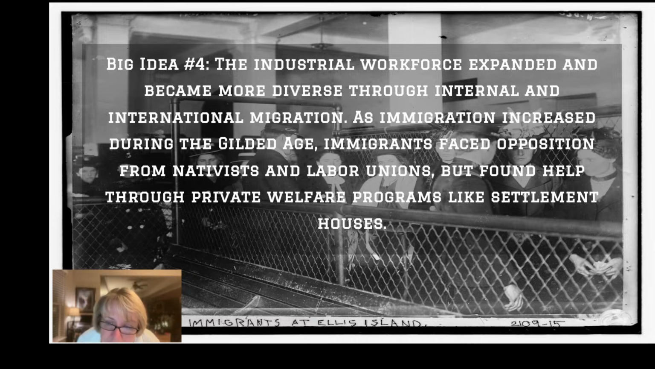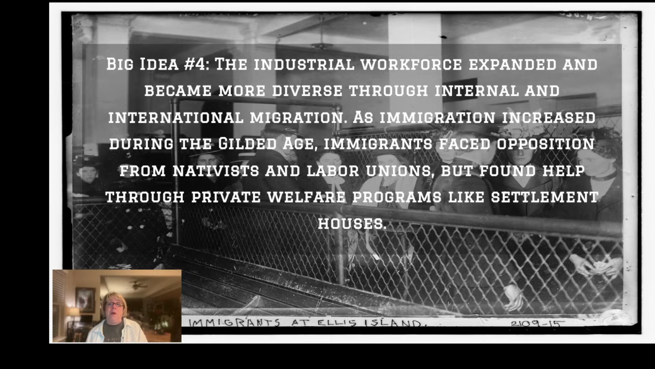Big idea number 4. The industrial workforce expanded and became more diverse through internal and international migration. As immigration increased during the Gilded Age, immigrants faced opposition from nativists and labor unions, but found help through private welfare programs like settlement houses. Okay, so here we're talking about this wave of immigrants that is coming into our country. During the second half of the 1800s, we're going to see nearly 16 million people come into the United States.